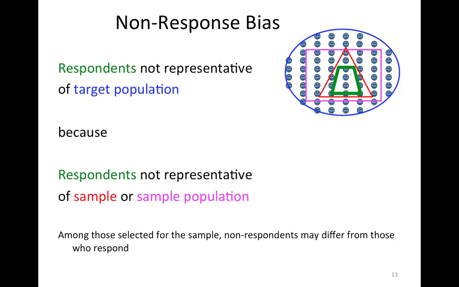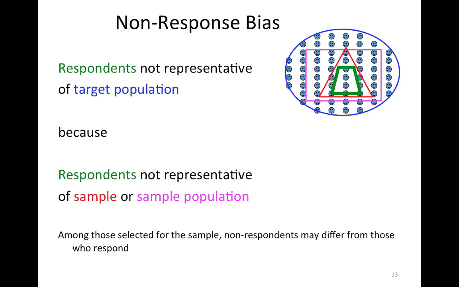If the people who turn me down do so in a way that relates to who they are, I'm going to have non-response bias. Perhaps of the people I approach, only the people of the opposite gender are willing to talk to me. That could happen, right? That means that although I'm approaching people of both genders, I'm only getting information from men. So then the respondents would not be representative of the sample, and therefore would also not be representative of the sample population. If, among those selected for the sample, non-respondents differ from those who respond, we have non-response bias.